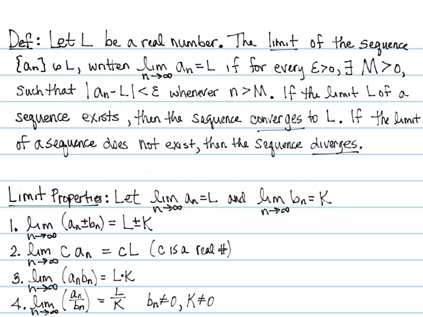Aside from notation, these are the exact same limit properties that you saw in Calc 1 as they related to functions. And that makes sense because we already said that sequences really are just a specific type of function with a specific type of domain. So we're going to do an example of limits.